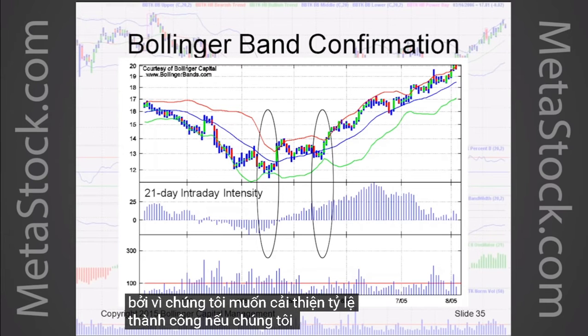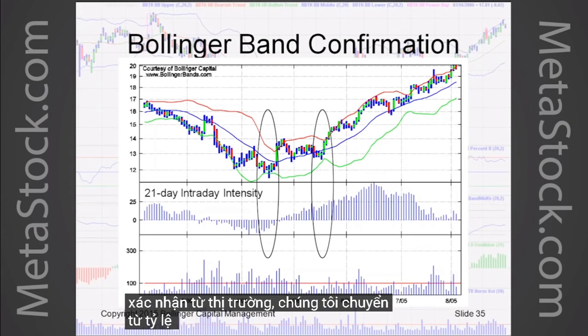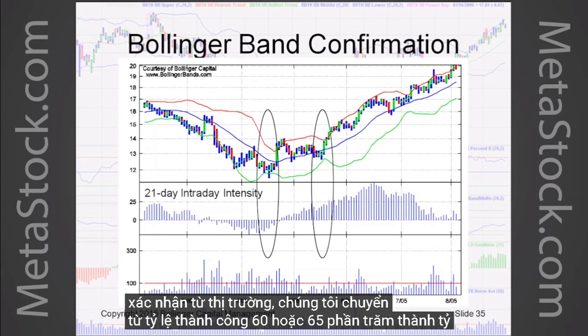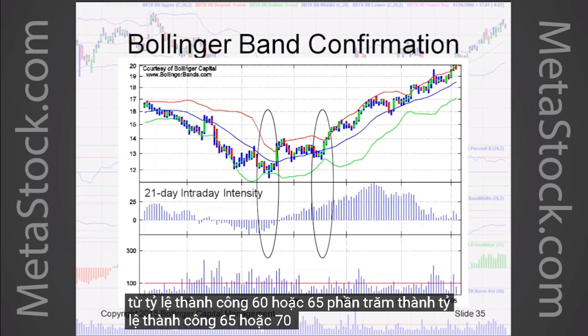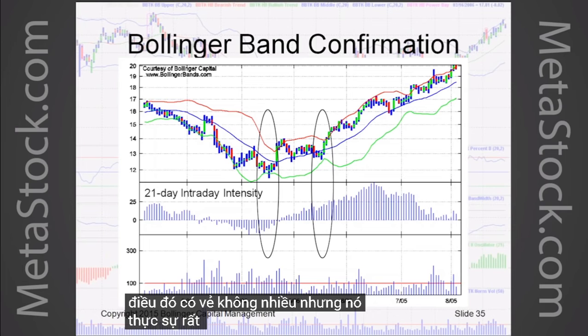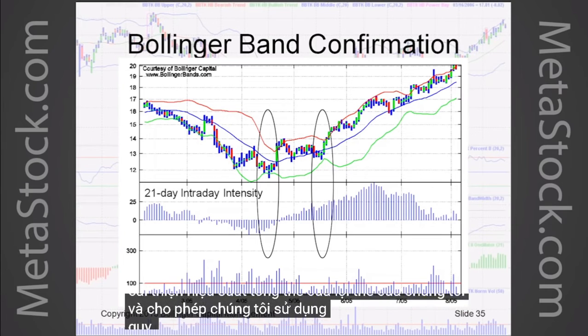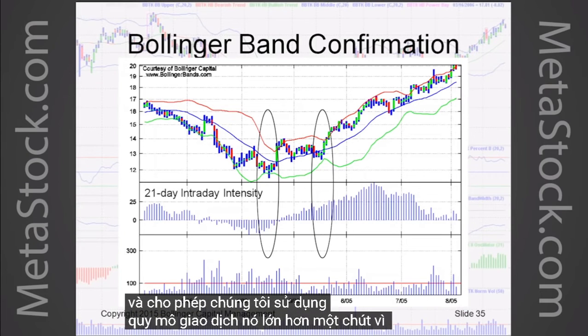Because we want to improve our odds of success. If by waiting for confirmation from the market, we move from, say, 60 or 65% success rate to 65 or 70% success rate, that may not seem like much, but it actually is very important because it improves the overall performance of our edge and allows us to use an optimal trade size that's quite a bit larger.